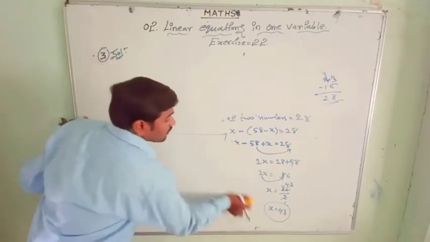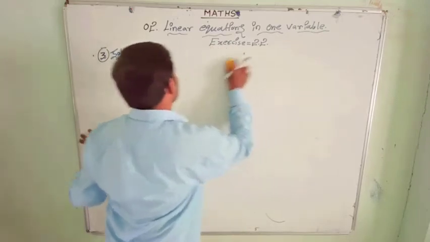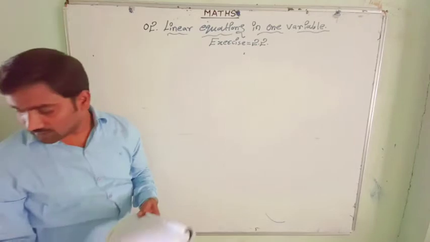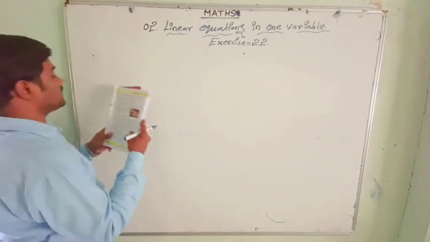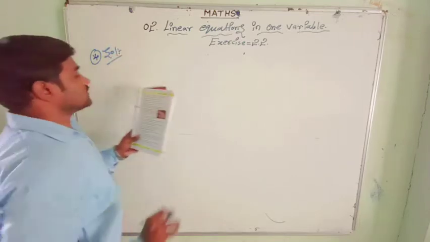Let us go for the next problem. Here there is only one simple trick: we have to understand the question clearly. That's it. If you understand the question clearly, then you can do the solution very easily. Read the question very carefully.